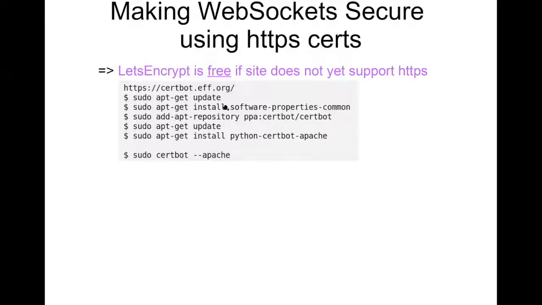In my case, I have an AWS server that's hosting Ubuntu 16.04, and it says, okay, these are the instructions you need to follow, the apt-get commands, so that you can first make a new repository, and then install the certbot software. And then you simply invoke it, certbot --apache, and there'll be a number of questions that you can answer.